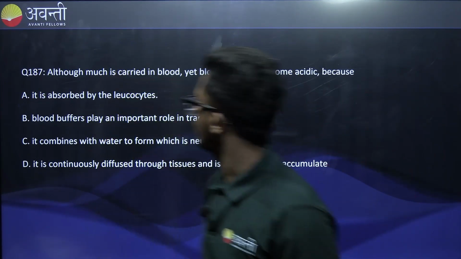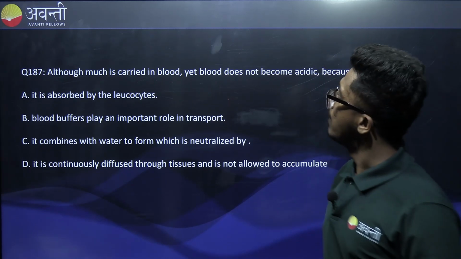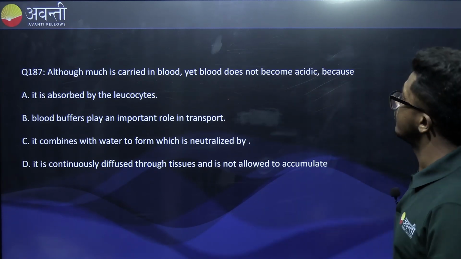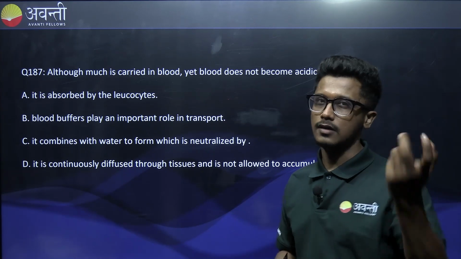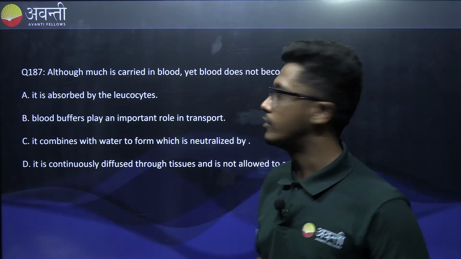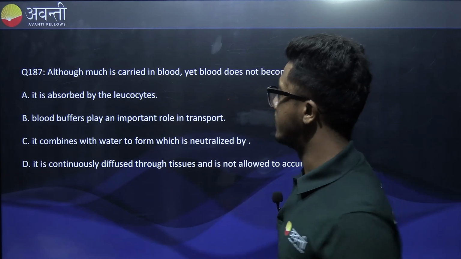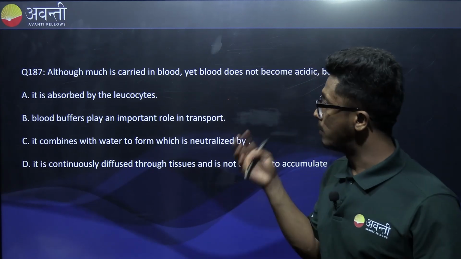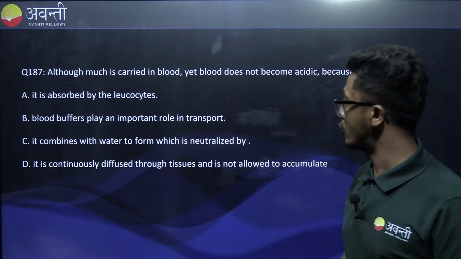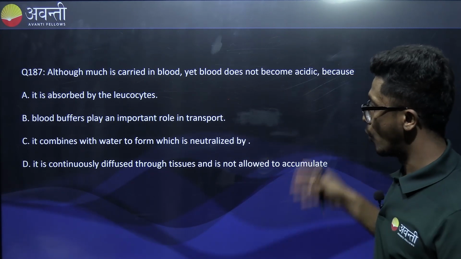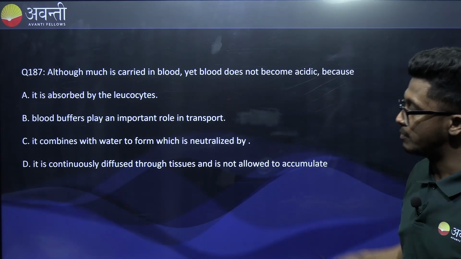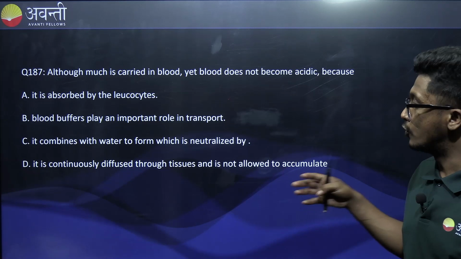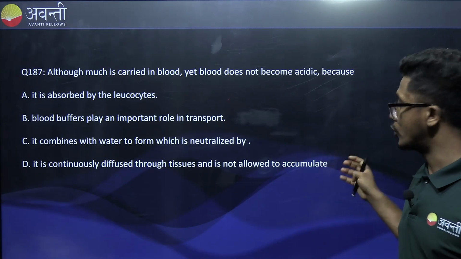So let's go for the next question. Although much CO2 is carried in blood, yet blood does not become acidic because: it is absorbed by the leukocytes; blood buffers play an important role in the transport; it combines with water to form carbonic acid, which is neutralized by buffers; or it is continuously diffused through the tissues and is not allowed to accumulate. It's a very simple question, but a small additional piece of information is required.